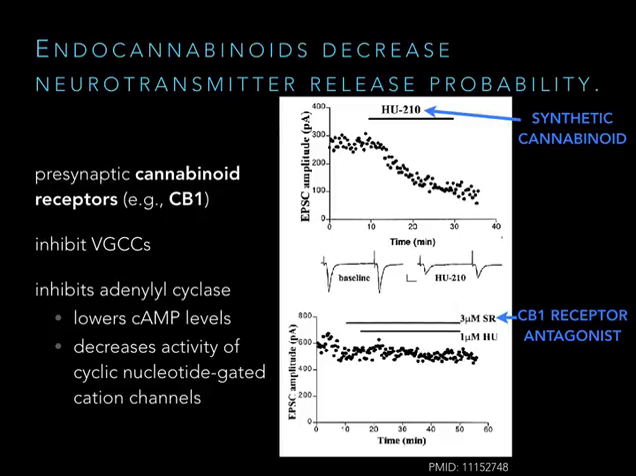If we apply the CB1 receptor antagonist, SR, then that blocks the inhibitory effect of HU210. So on the bottom graph, what we can see is that the excitatory postsynaptic current amplitude stays relatively stable, even though the cannabinoid has been added. That's because the CB1 receptor has been blocked. This is showing you that the cannabinoids are indeed acting through the CB1 receptor and not some alternative signaling pathway.